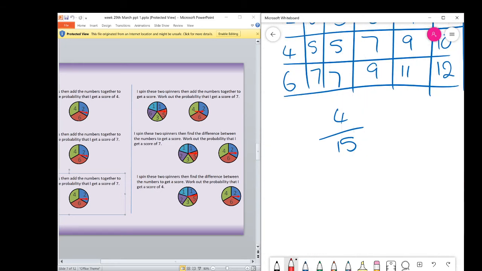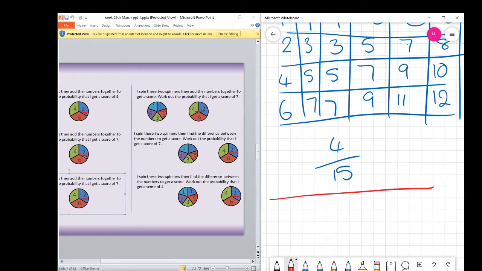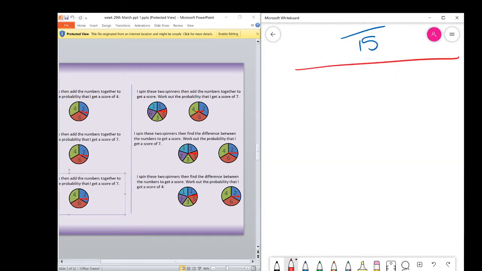Okay, let's keep going. Oh, look! Oh no, they are different. I have to keep going, so I need to draw a new one. Spinner 1 has got 1, 1, 2, 3 and 5. Spinner 2 has got 2, 4 and 6.